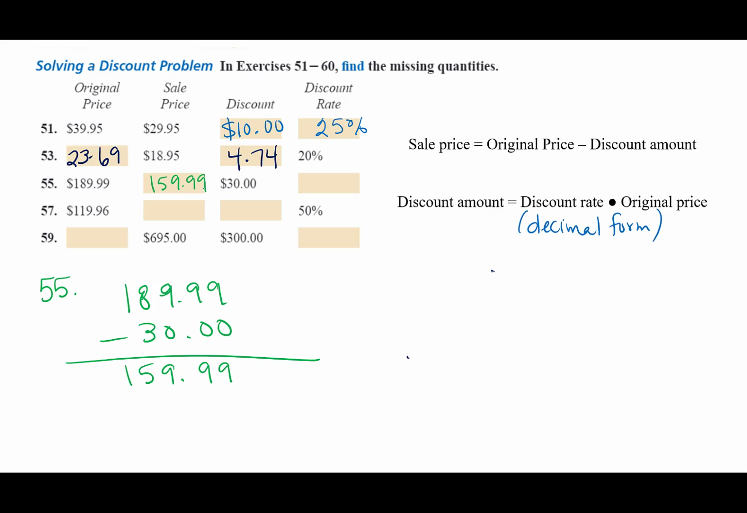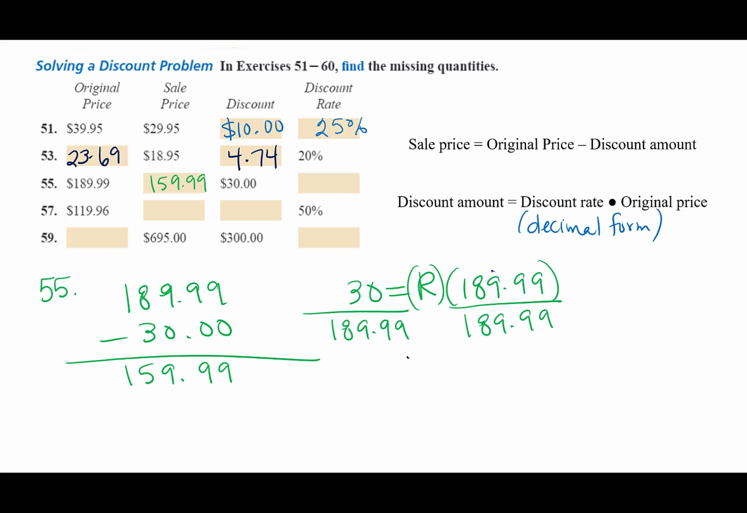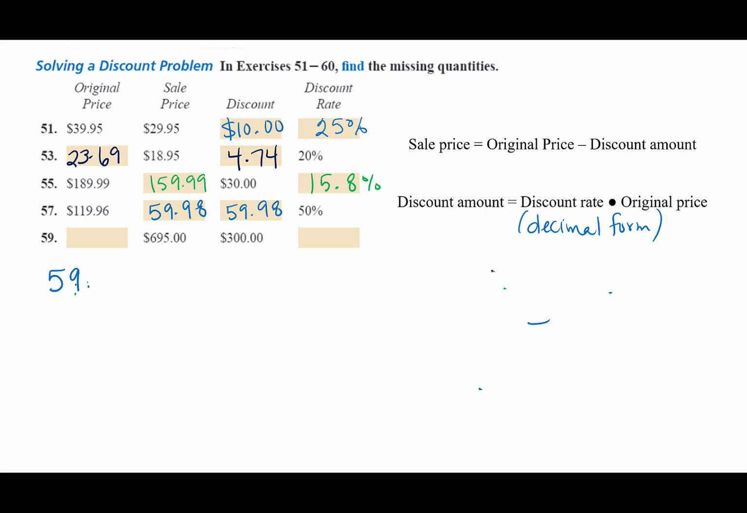Now what's left is to find the discount rate, which we found before in 51. We're going to use the second formula and plug in the information we know. We know the discount amount is 30, so this will be 30 equals, the discount rate is what we're looking for, so I'm going to use a capital R, times the original price, which was $189.99. Divide both sides by 189.99. And that gives a decimal of 0.1579. We need to move the decimal 2 places to the right. That gives us 15.79. Now let's round it to 15.8%.